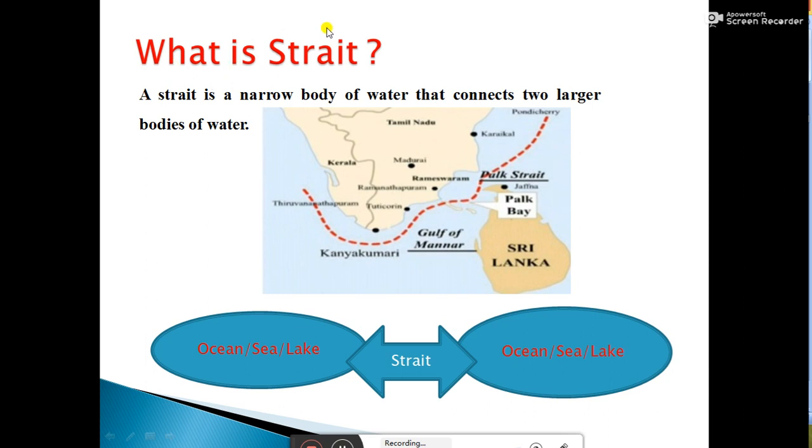When we discuss the strait, first of all we have to know about the strait. A strait is a narrow body of water that connects larger bodies of water.